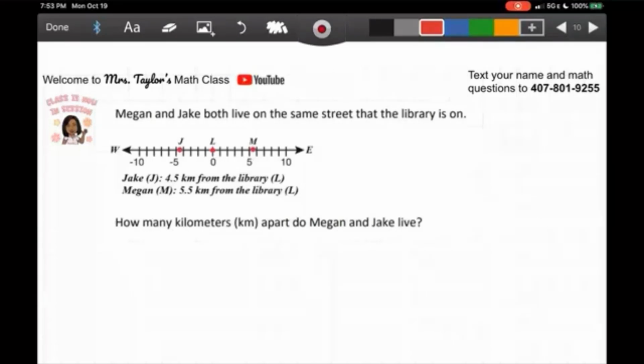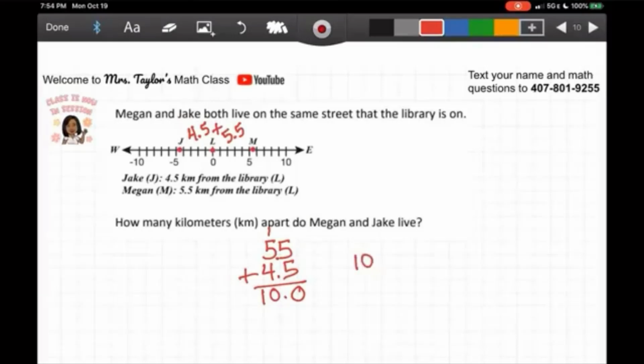And so the distance between Jake and the library is 4.5, and Megan and the library is 5.5. And even though Jake is on the negative side, when we talk about distance, we always refer to distance in a positive manner. So you're just adding these 2 numbers together. So 5.5 and 4.5. It's going to get you 10, and you're done. So they are 10 kilometers apart from each other. Okay, let's go to the next question.